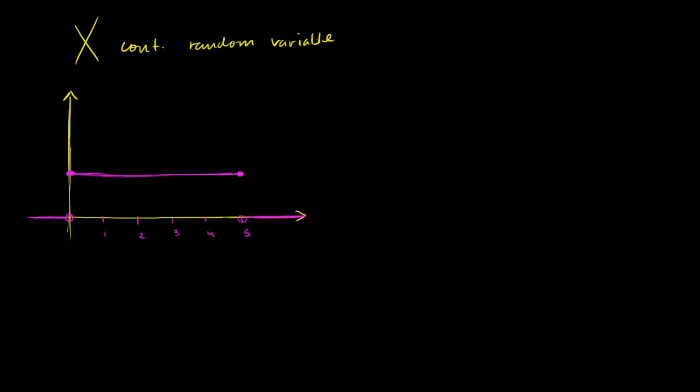So this right over here, when we're talking about a continuous probability distribution, can also be referred to as a probability density function, sometimes a PDF. In this case, you might notice it is a uniform probability density function.